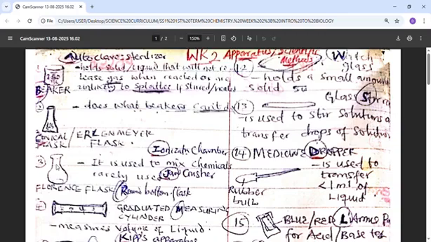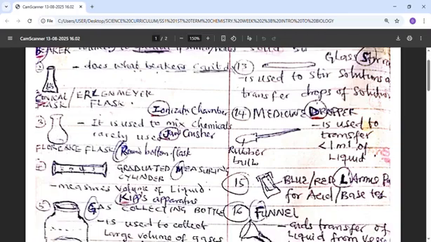Then another apparatus, we have Florence flask. It's also known as a boiling flask. You can boil this particular flask. You can pour substance there and boil it. So you use it to mix chemicals.